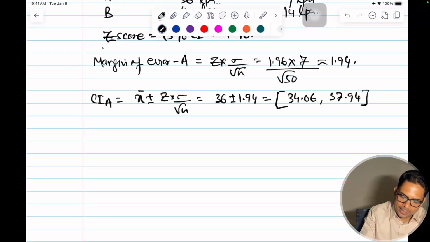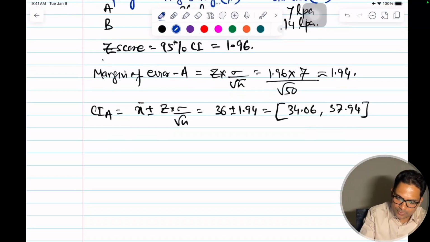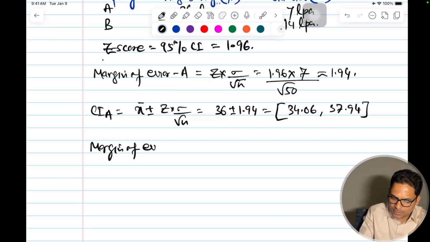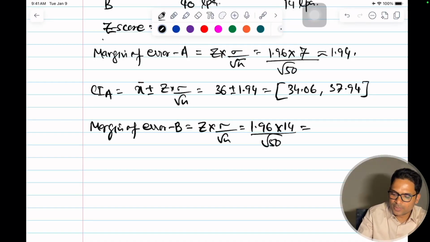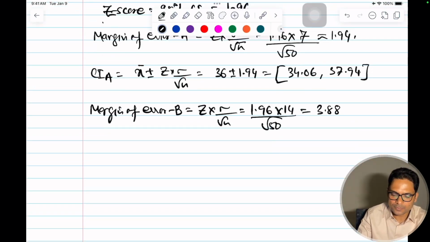Okay, and then similarly for B, what will be the margin of error for B? Margin of error for B will be equal to Z into sigma by square root of n, that is 1.96 into 14 by square root of 50, that remains constant. So this is just a double of that, that will be 3.88.